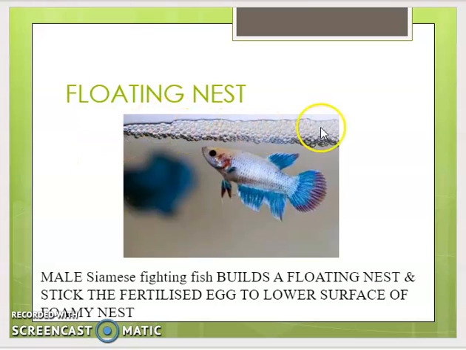So it's also called a floating nest. This is a male Siamese fighting fish that builds a floating nest and they stick the fertilized egg to the lower surface of the foamy nest, either to the foamy nest or to any surface. It will stick.